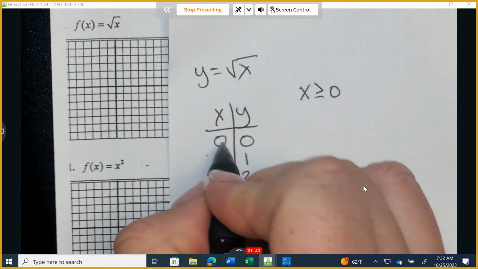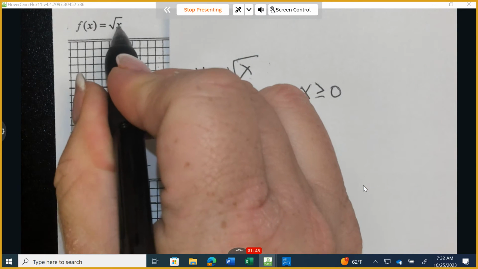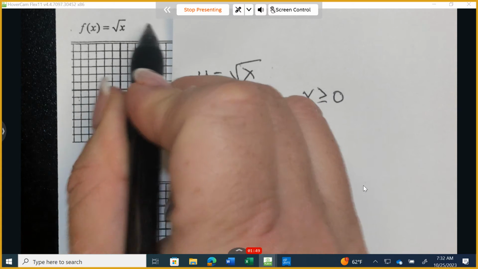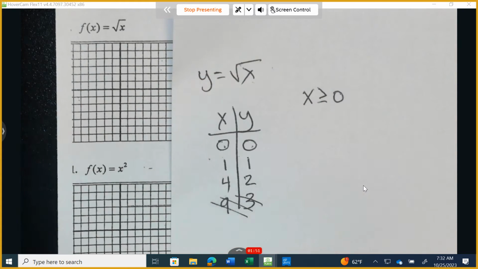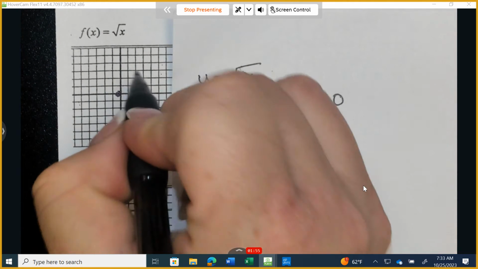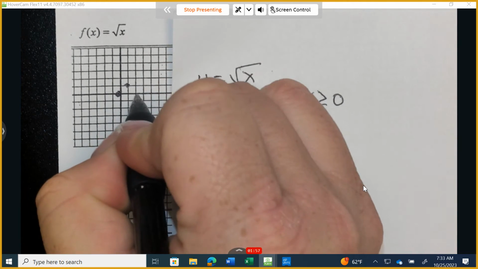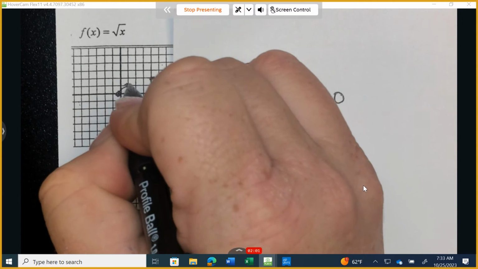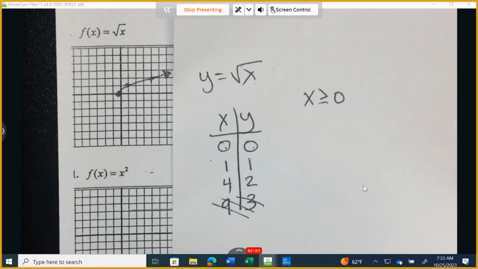Okay, so let's go ahead and graph this. We have no horizontal or vertical shifts. There's nothing inside or out. There's no number in front that would cause this shape to be stretched or compressed. This is the basic parent function: 0, 0, 1, 1, 4, 2. And I don't even need to go to 9, 3 because we can see that would be off the graph.